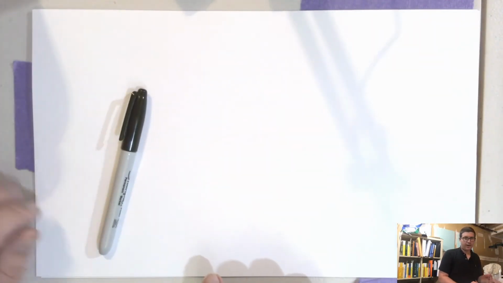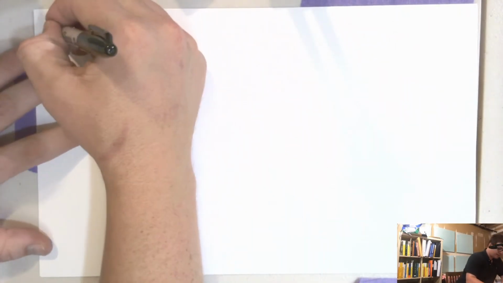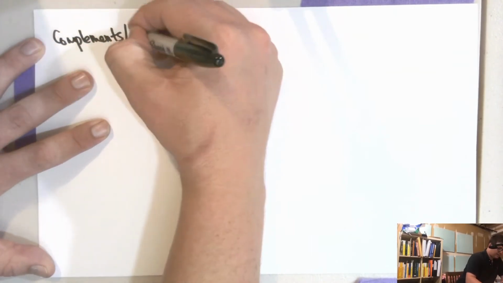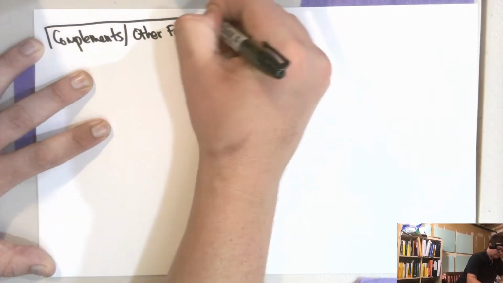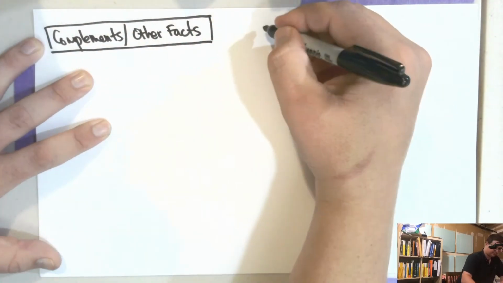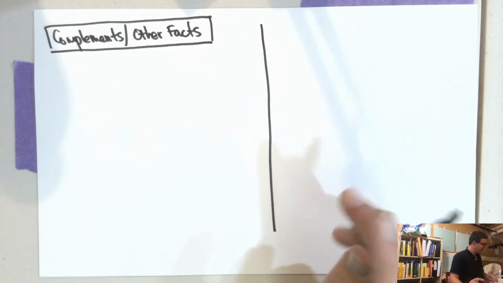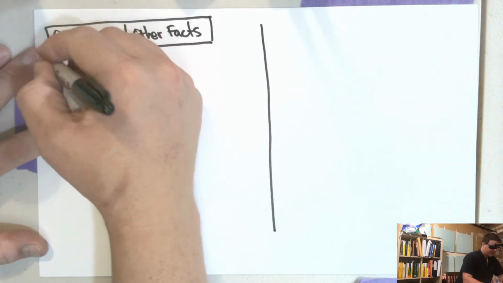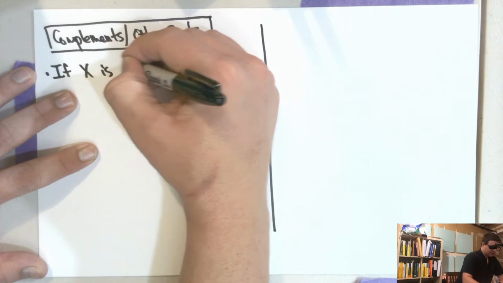Okay, so I have a fresh piece of paper, and I'm just going to do some complements of this thing. So, other facts, and I'll tell you the way that I like to think about this. So if X is locally compact, what have we shown?